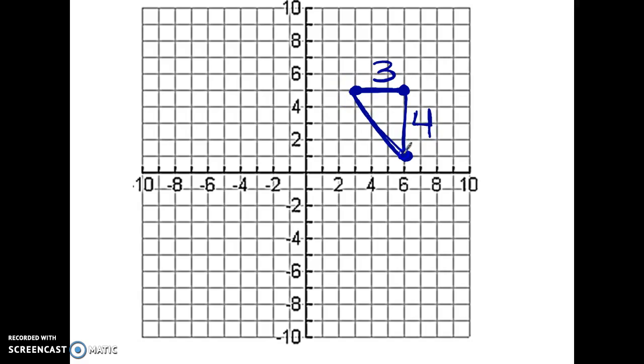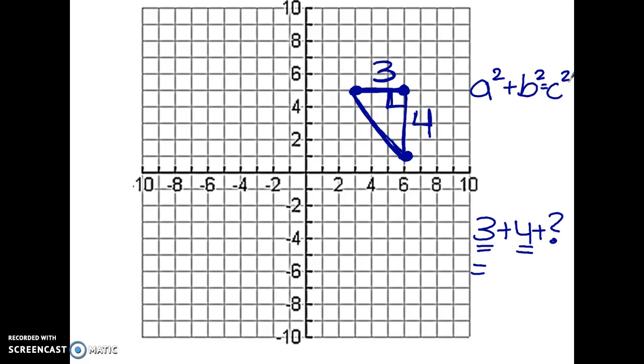And we need this other side so that we can add up the 3 and the 4 and the side that we don't know right now, and that will be our perimeter. So we know the perimeter is bigger than 7 because 3 and 4 is 7, and we need more than that. So we're going to use, since this is a 90-degree angle right here, a squared plus b squared equals c squared, Pythagorean theorem.